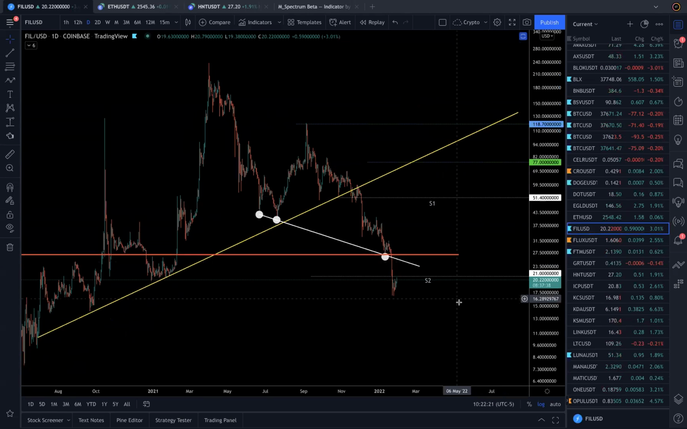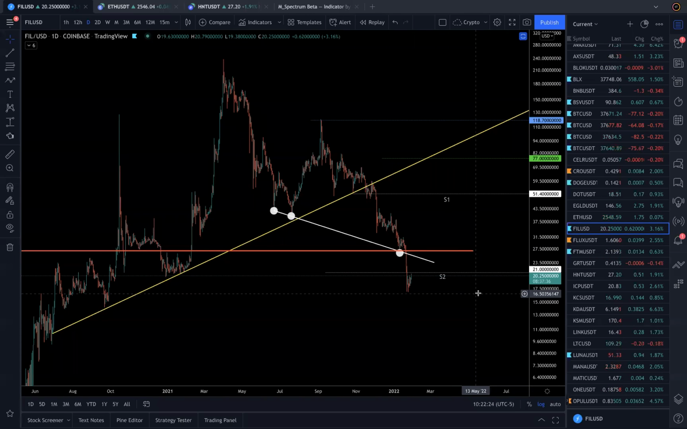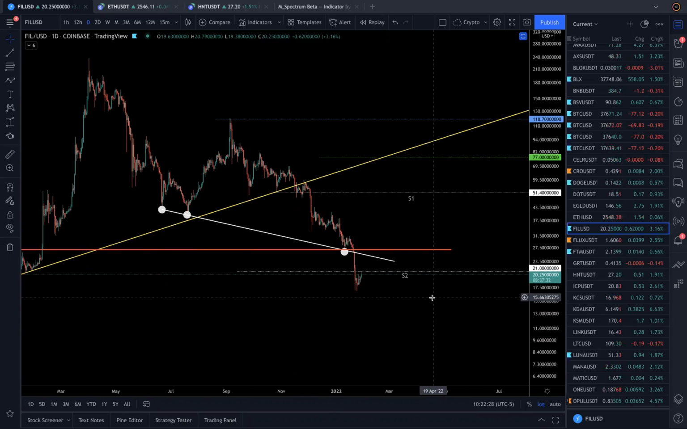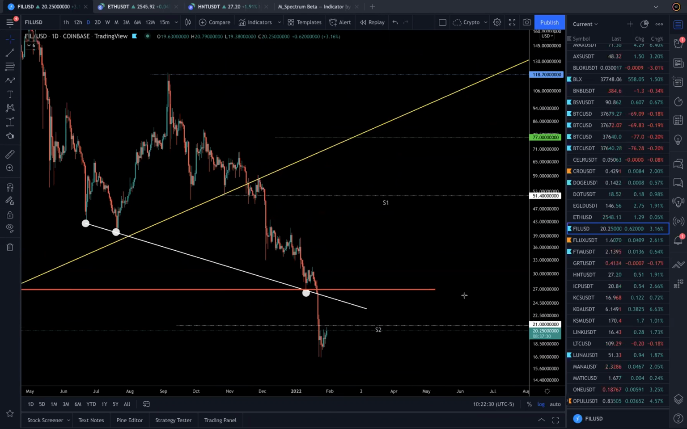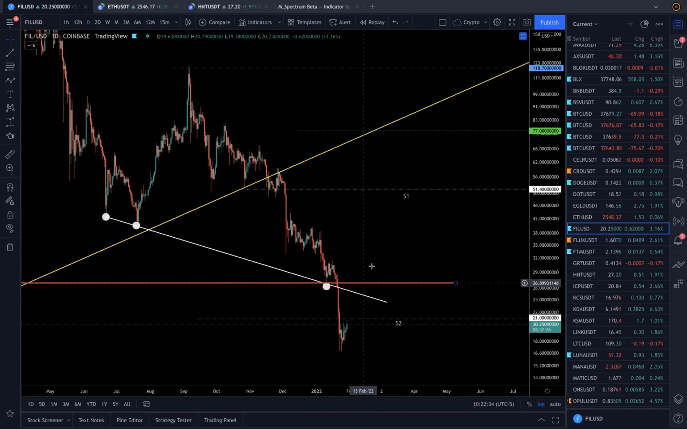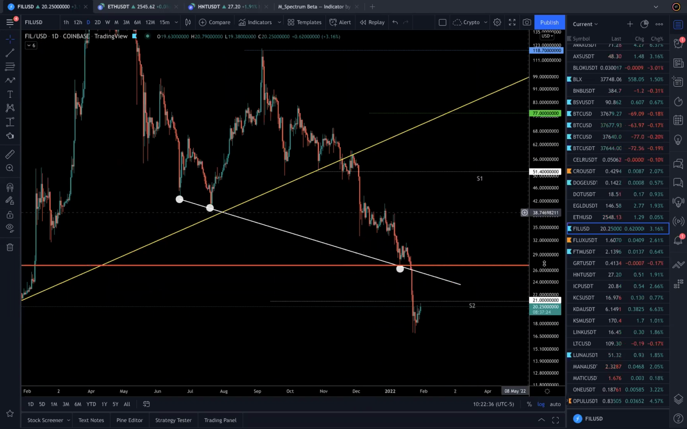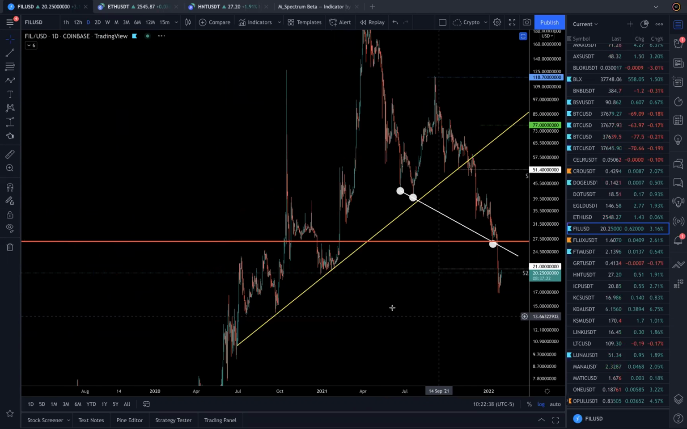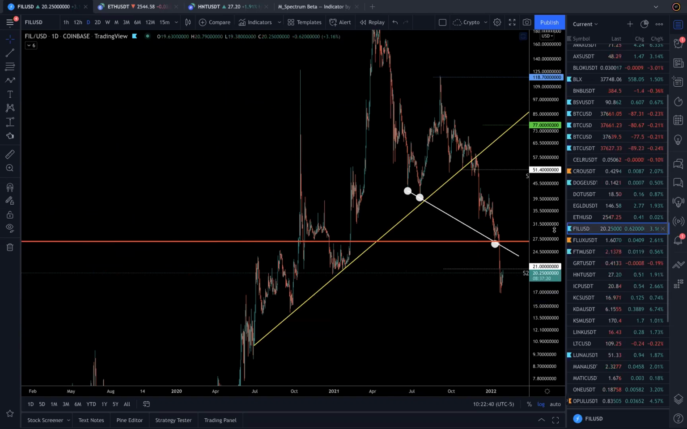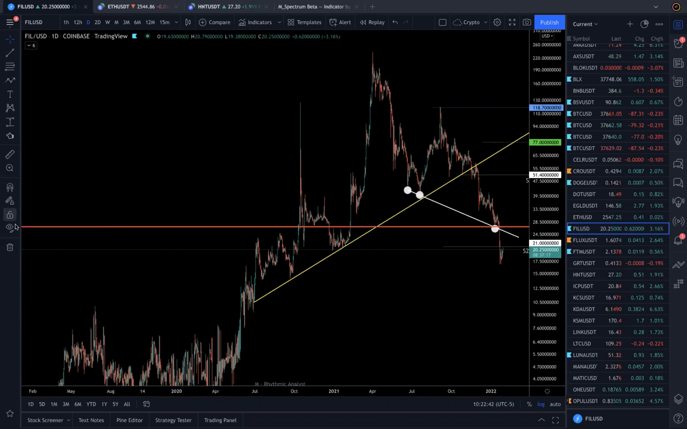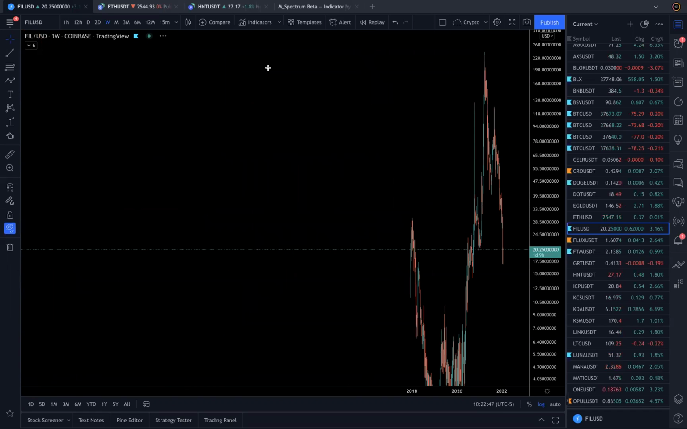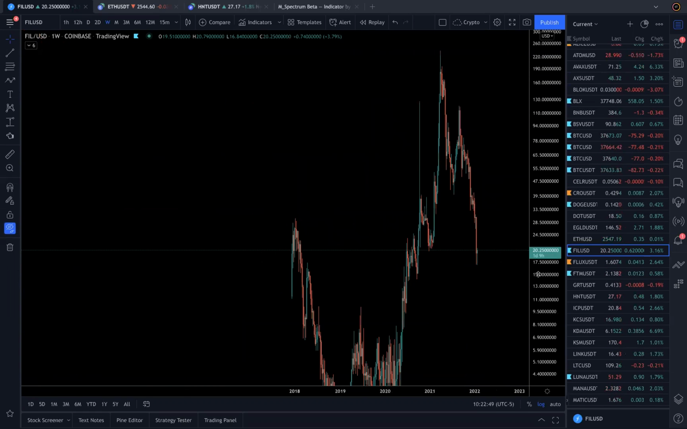Filecoin. Filecoin is in free fall. Now it's climbing up. You see, it touched the S2, reacted. After that, it will go through all this resistance. Right. So what to say? It's an ugly move. Probably this is not the right scale, because it requires a higher time frame to understand without drawing.